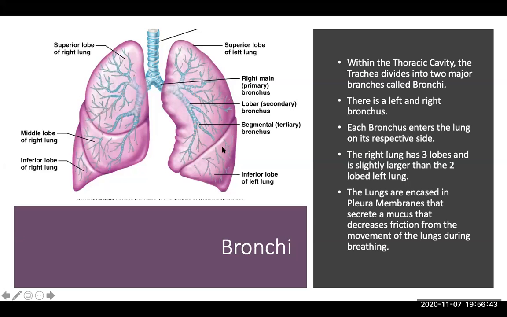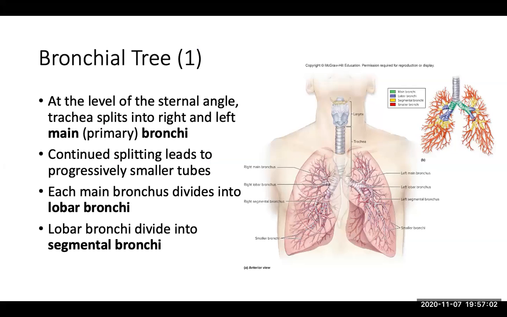And that's because on the left side of the thoracic cavity, you'll have a space for your heart. So the left lung will just have an upper and a lower lobe. The lungs are encased in the pleura membranes that secrete a mucus that will decrease friction from the movement of the lungs during breathing. So here's the bronchial tree splitting into right and left main or primary bronchi, and it will continue to split and lead into progressively smaller tubes.